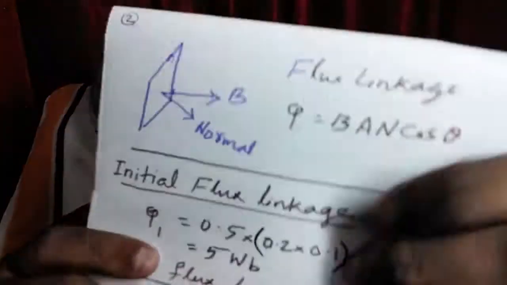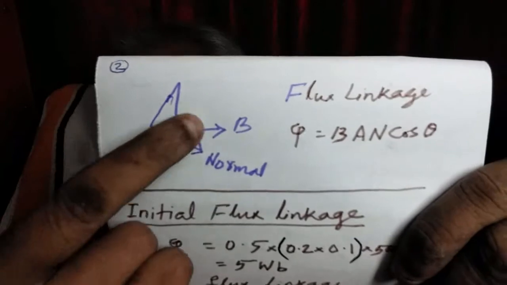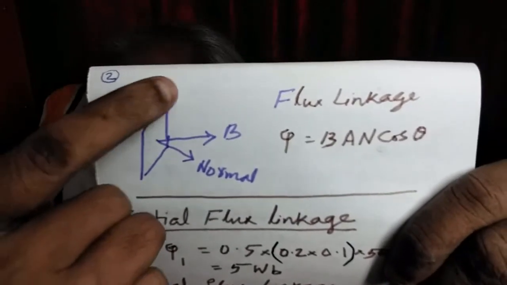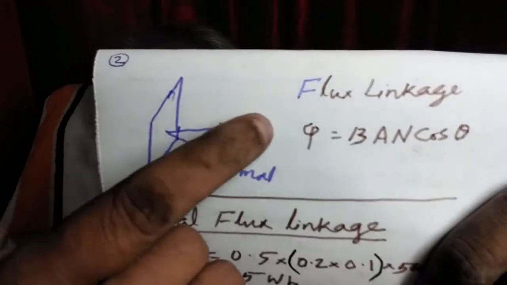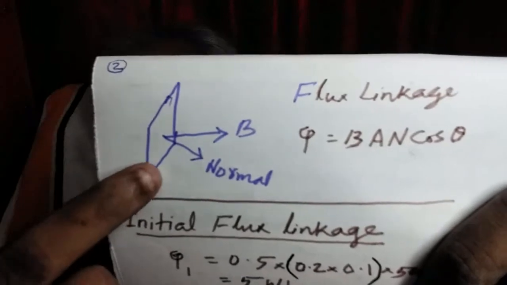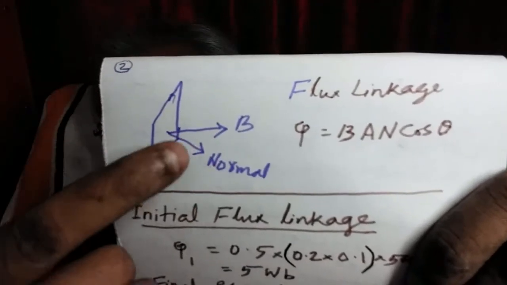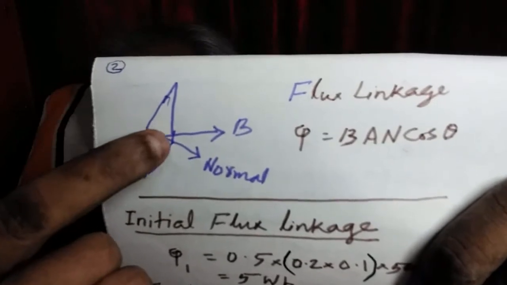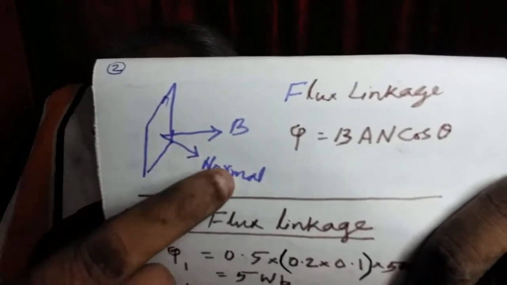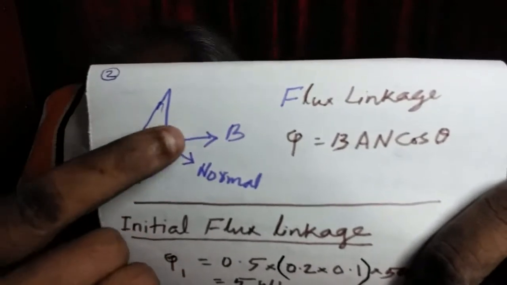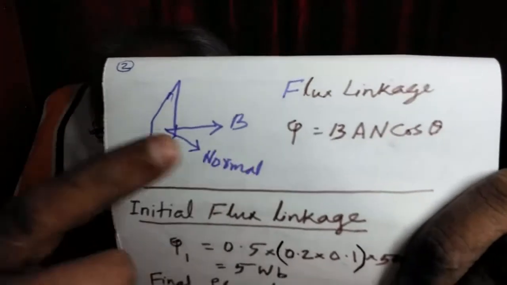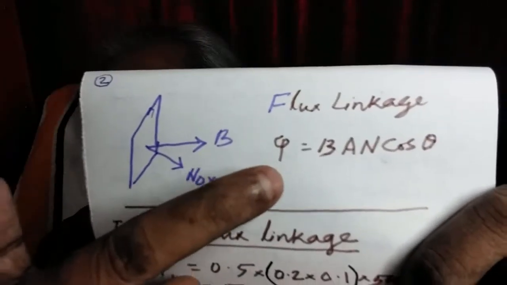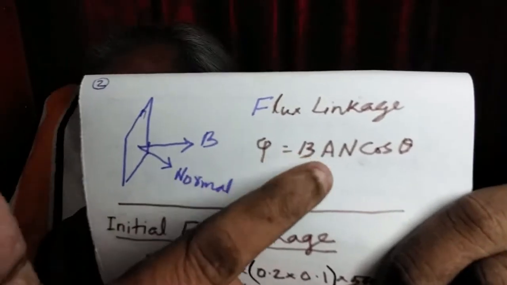See this. This is the rectangular coil. Length is 20 centimeter, breadth is 10 centimeter. This is the direction of the external magnetic field. The coil is placed perpendicular to the field. That means the angle between the normal to the coil and the direction of magnetic field, let it be theta. Then the total flux linkage, as I have said earlier, is phi equals BAN cos theta.